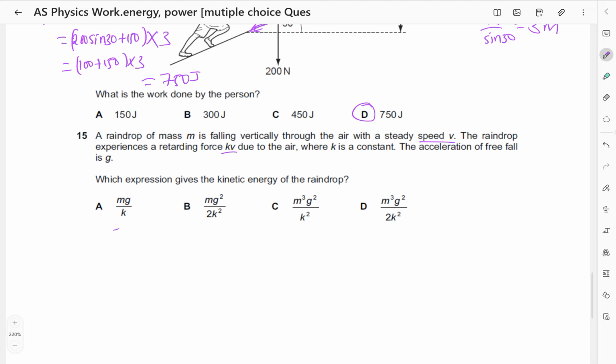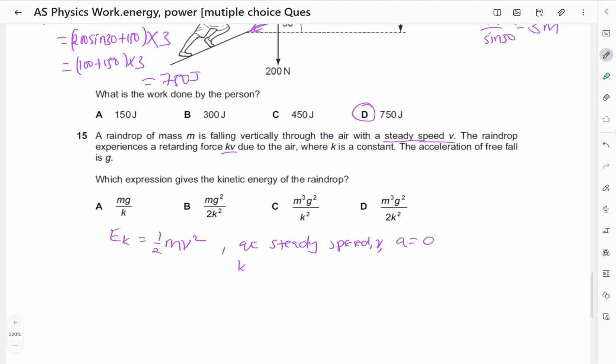So we already know that kinetic energy Ek is equal to a half mv squared. And they said it is at a steady speed V. So at a steady speed V, the acceleration is zero. So we know at steady speed, steady means constant. At steady speed, which is V, the acceleration is going to be zero.